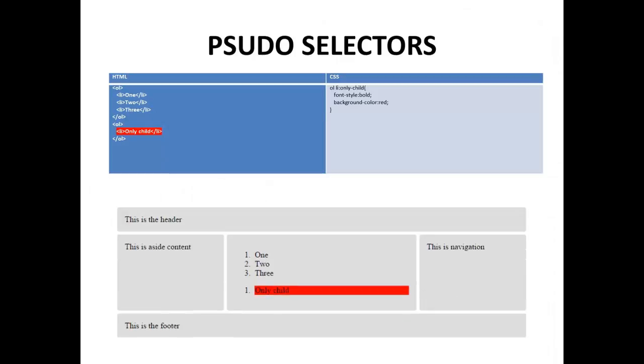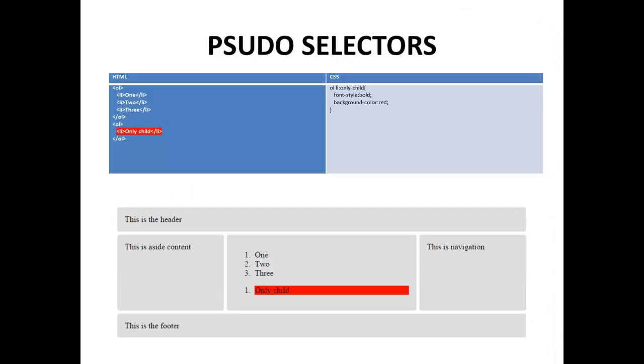So let's go to this one where we're talking about only child. What the CSS is looking for here is the ordered list that only has one item in it. It's only child, so it's going through all the ordered lists on the page and finding one that only has one child. That's how it's targeting that one. It's not targeting the first one, 1, 2, or 3. It's targeting the one that's just all by itself.